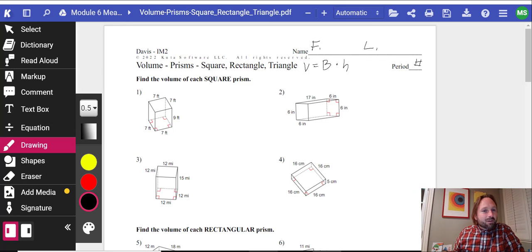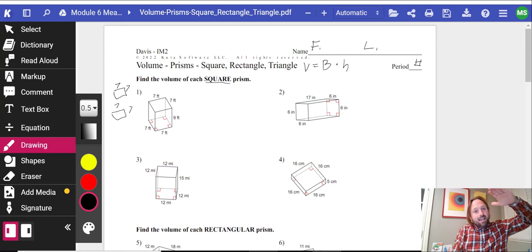So, which one repeats? We have to figure that out. I know it says square. So, technically, we know which one repeats. It's whatever looks like a square. But we do a check. Left, top, bottom, left, right. Which one repeats? If I look right here, I see I have 7 and 7. And I see on the bottom, I have 7 and 7. So the top face and the bottom face are congruent shapes and they repeat a certain number of times.